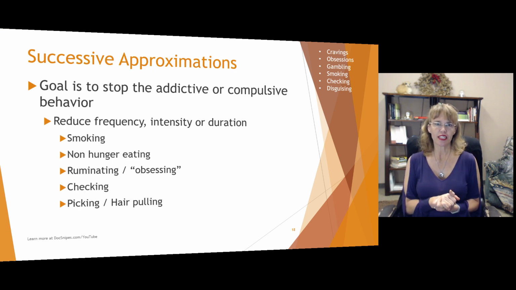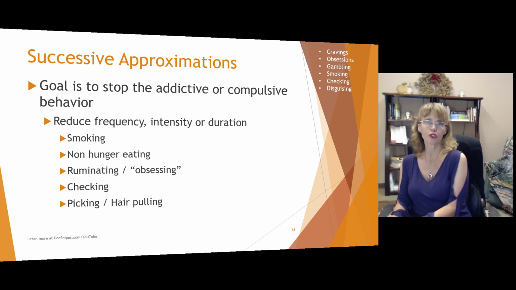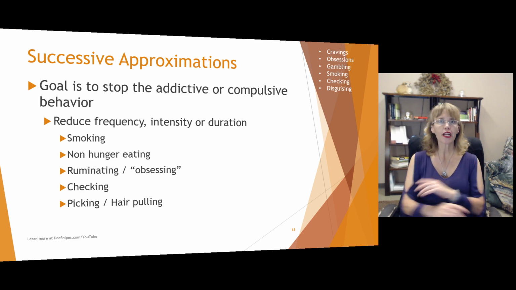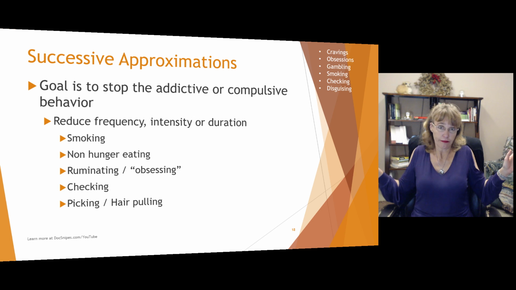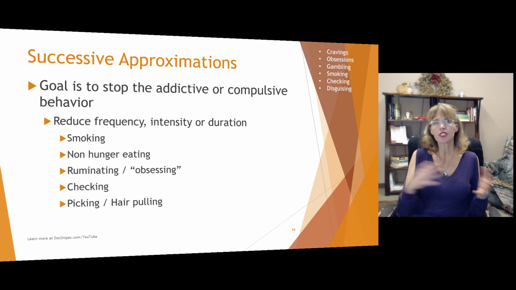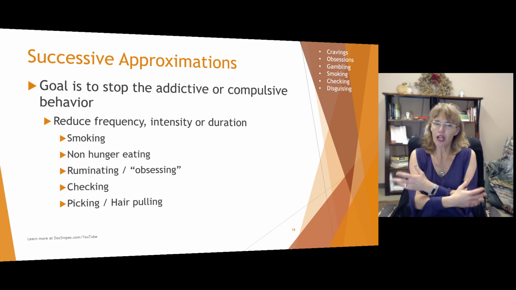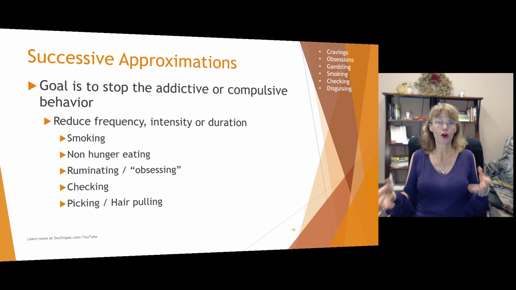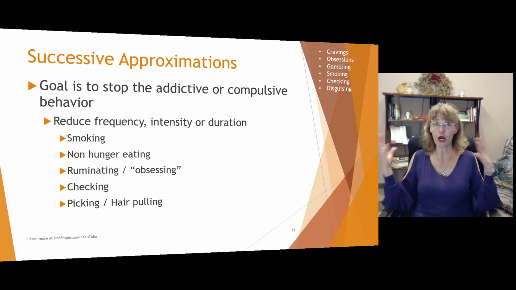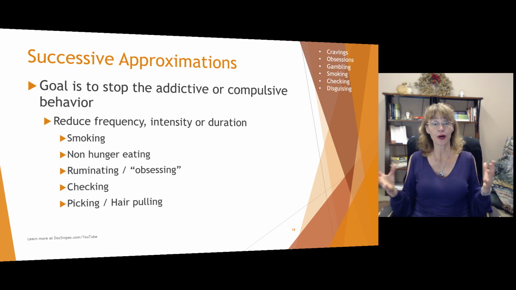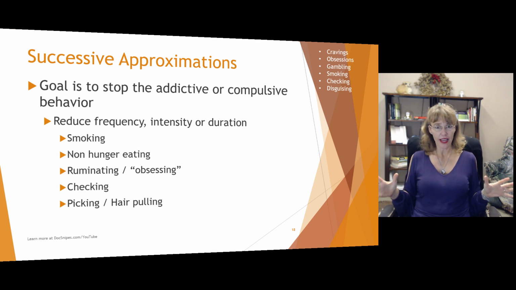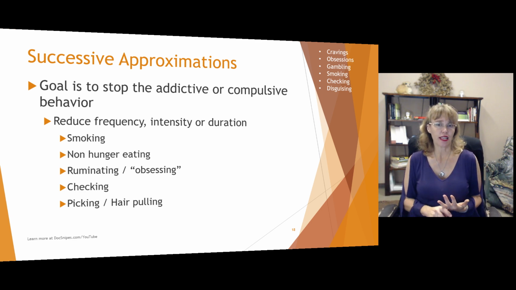Successive approximations. The goal is to stop the addictive or compulsive behavior. So you want to reduce the frequency, intensity, or duration. Some people don't want to go cold turkey. And with obsessions and compulsions, generally you're not going to expect yourself to go cold turkey because a lot of that is going on inside your own head and your own body.